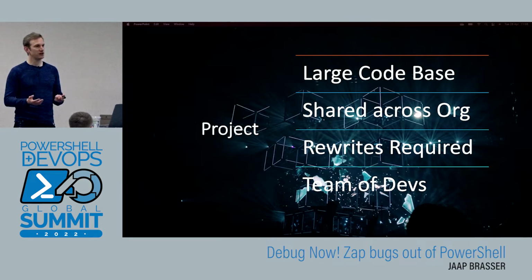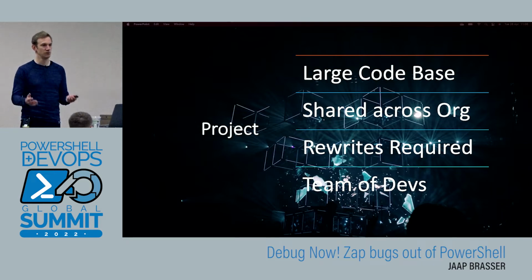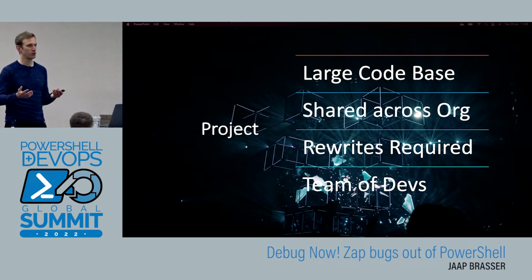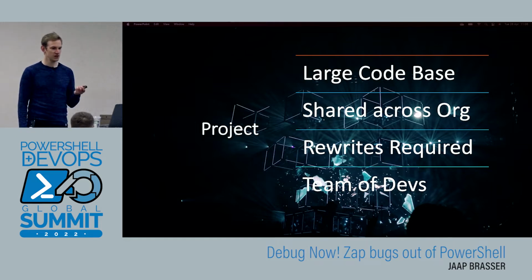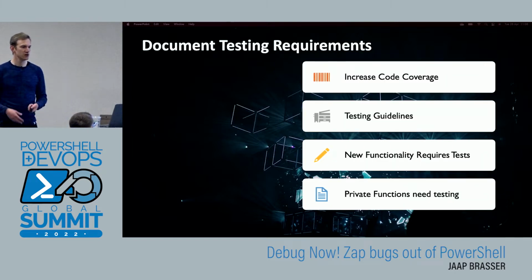There was a significant amount of rewrites of the code required, and there were also varying levels of code quality within the code base. And in order to make sure that that became more professional, I had a team of developers that would work on it, and then also the outside contributors that needed to be taken on board with the new testing strategy. So how did we get there?